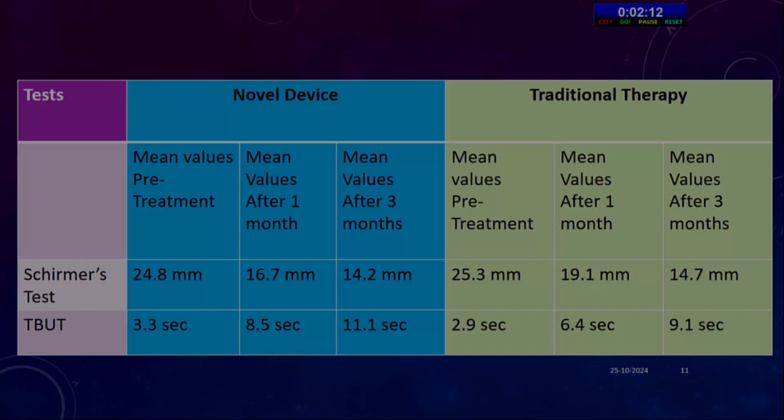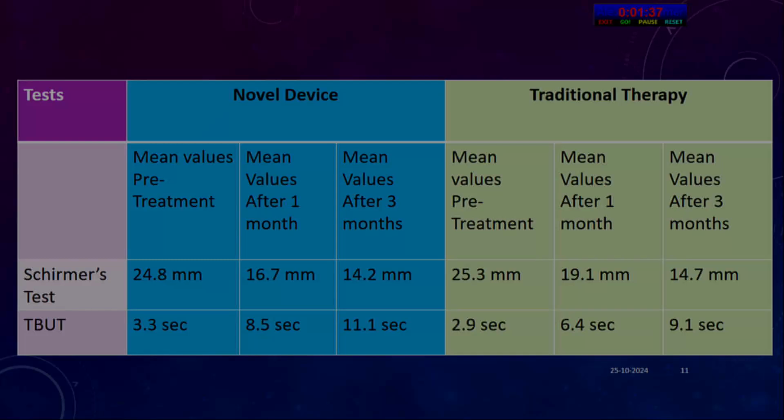Thus, what we see here is that the mean values of Schirmer's test pre-treatment were around 25 millimeters in both groups. This is more than normal, we might say in the epiphora range, because of the inflammation caused due to MGD. At the end of 1 month with the novel device treatment, the Schirmer value has decreased to 16.7 millimeters, whereas in the traditional therapy it has gone to 19 millimeters. At the end of 3 months it has gone to the normal range, 14 mm, and at the end of 3 months for traditional therapy it is also around 14.7 mm.